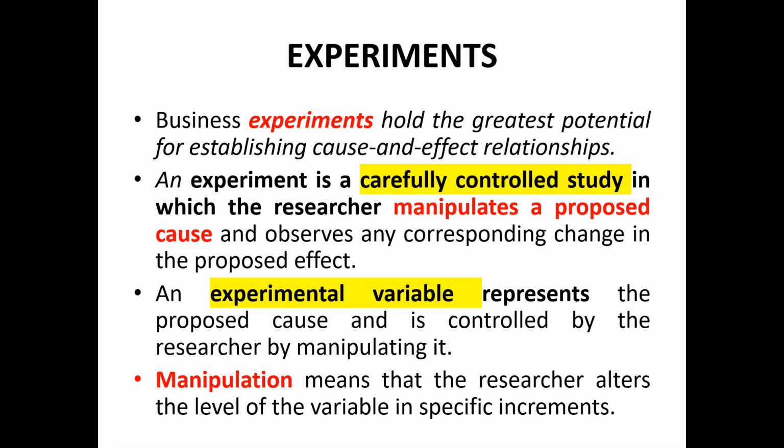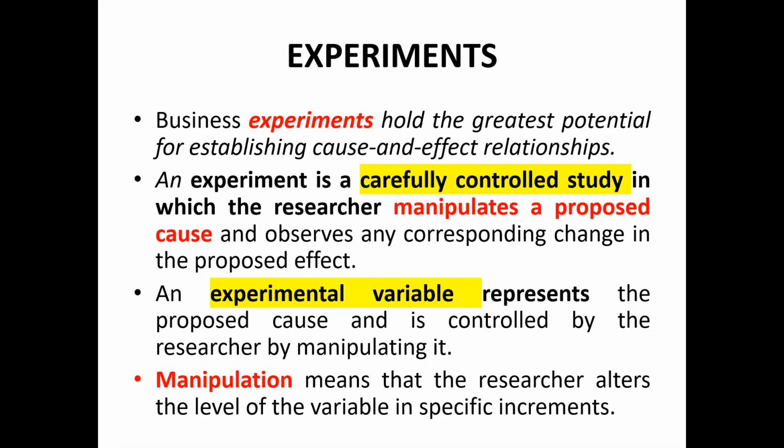So what is an experiment? An experiment is a carefully controlled study in which the researcher manipulates a proposed cause. So cause, independent variable. When you manipulate your independent variable and observe any corresponding change in the proposed effect, so the dependent variable, when you observe any corresponding change, that is called your experiment. So the same thing is happening in causal research design.